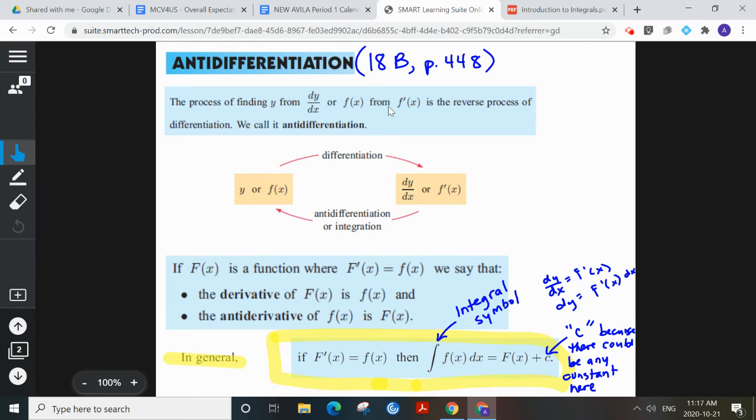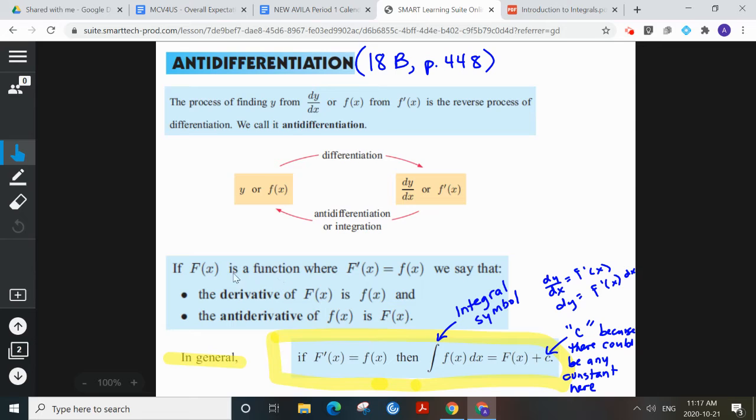So first, let's talk about what antidifferentiation is. The process of antidifferentiation is going backwards from the derivative to the original function. Okay, so if we start with the original function, we can take the derivative to get to dy by dx, or f prime of x. In antidifferentiation, we're starting with the derivative and we're going back to the original function.